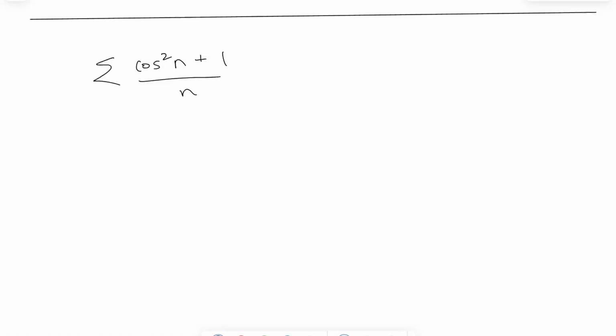So my immediate reaction to that is I would like to compare with just 1 over n. Because I don't like this at all. I would like to just throw that away if at all possible. So the comparison will say cosine squared n plus 1 over n. What is it? Less than? Greater than?